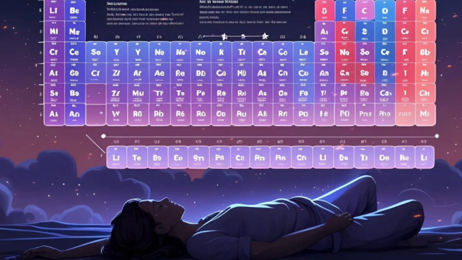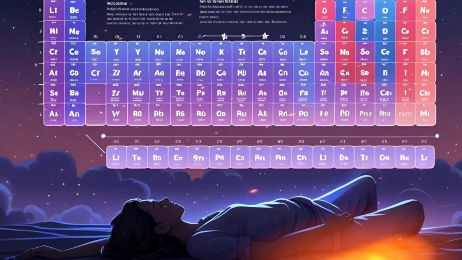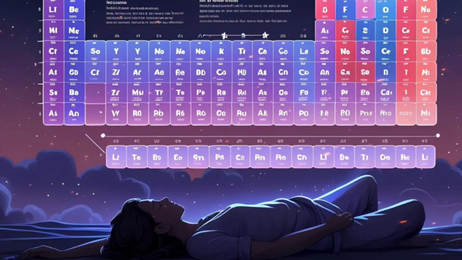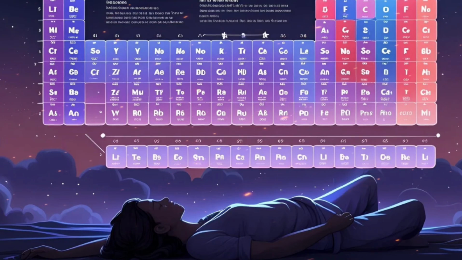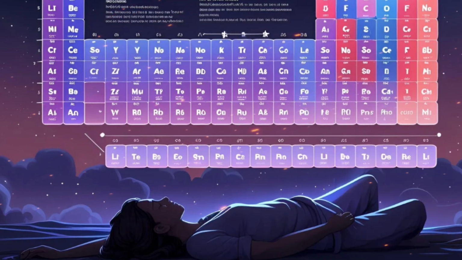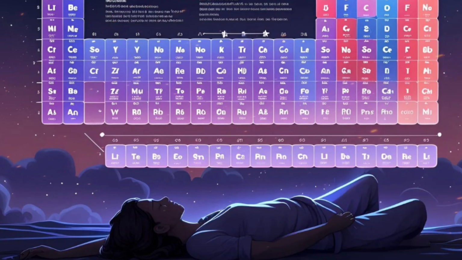Despite their high reactivity in pure form, in compound form they are safe, stable, and crucial to life. Group 1 demonstrates how a simple structure, just one electron in the outer shell, can lead to some of the most dynamic behaviors on the periodic table. These elements are a reminder that sometimes the most reactive systems come from the most straightforward foundations.